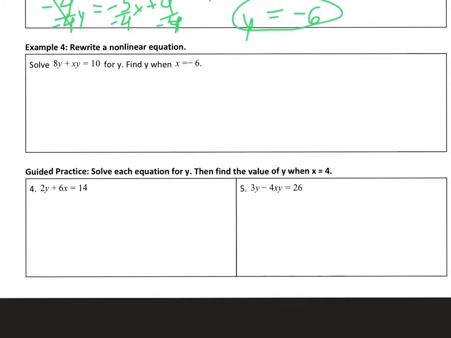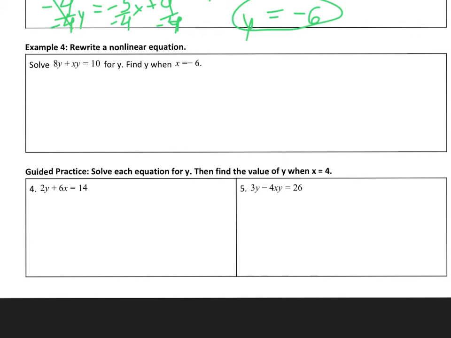Example 4, rewriting a non-linear equation. So essentially a linear equation is going to have terms of x, terms of y, and a constant term, right? Non-linear equations basically have anything else. So this one's non-linear because we have a y term, but then we have an xy term, which is kind of odd to deal with.